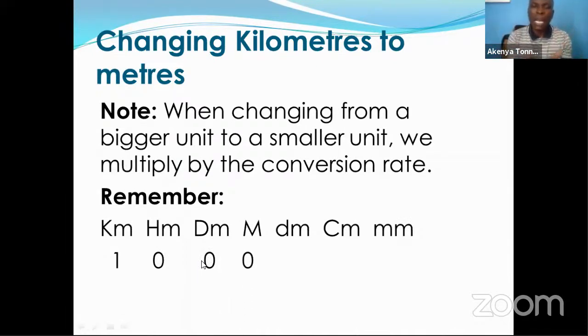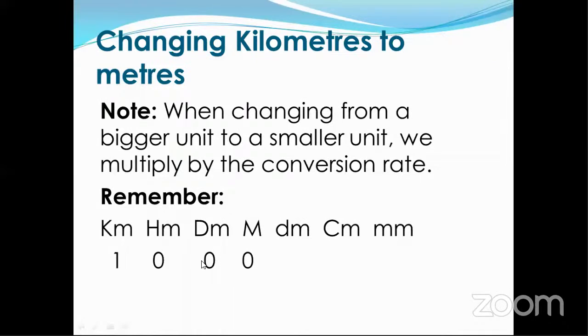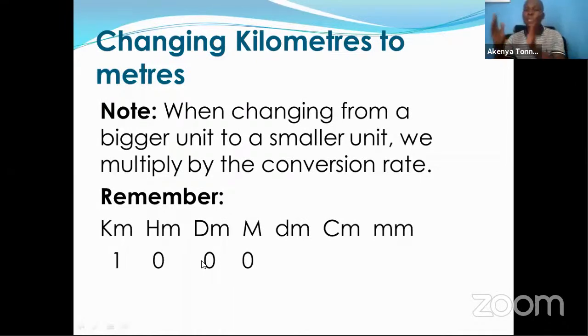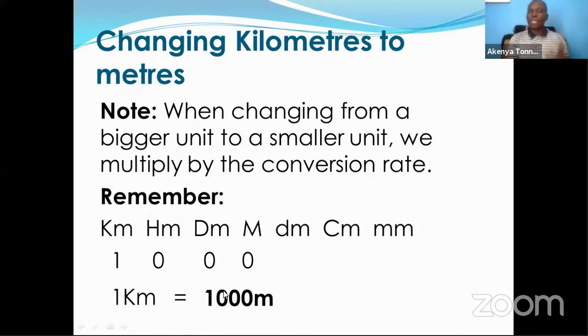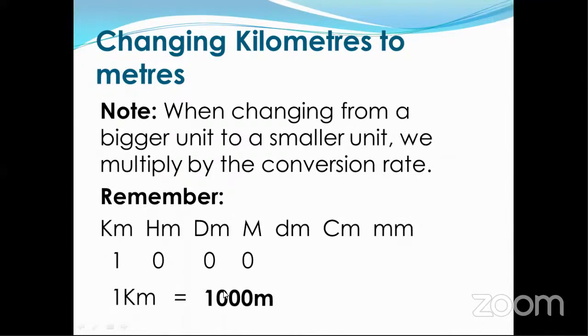So how many zeros do you have from kilometers to reach meters? 3 zeros. So 3 zeros stands for 1,000. So that means 1 kilometer is equals to 1,000 meters. Have you got how we have arrived at 1,000? Yes. Very good, very good.